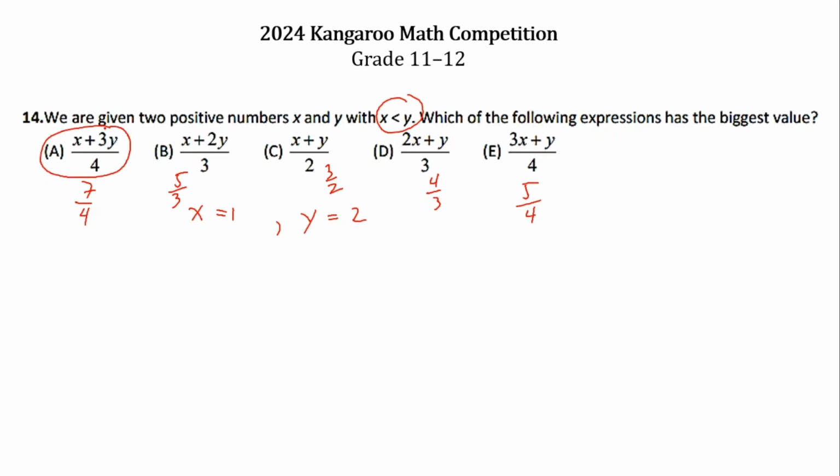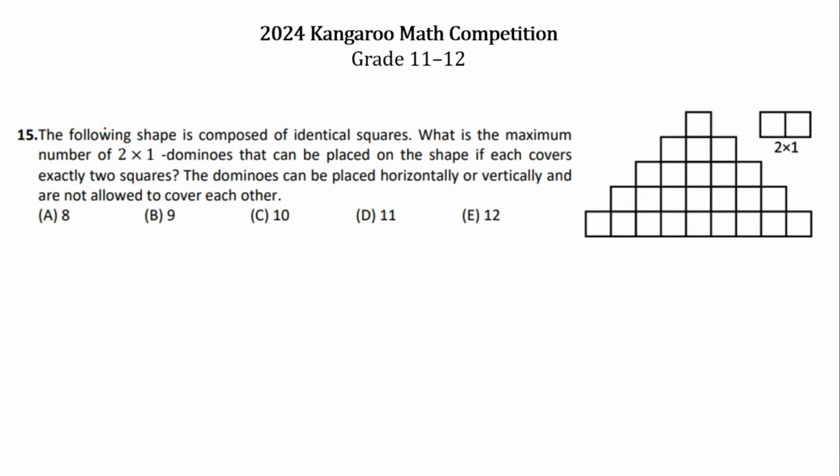Again, you can also manipulate the expression, but that would take a longer time to finish. So you just get the LCD if you want that solution. Okay. Next, item 15. The following shape is composed of identical squares. What is the maximum number of 2 by 1 dominoes that can be placed on the shape if each covers exactly 2 squares? The dominoes can be placed horizontally or vertically and are not allowed to cover each other.